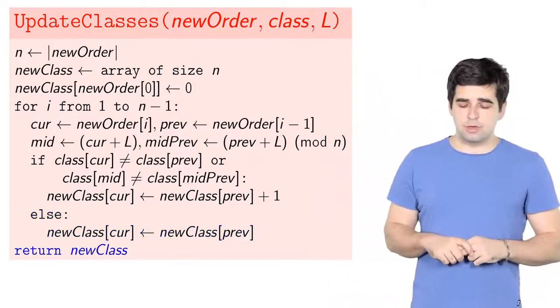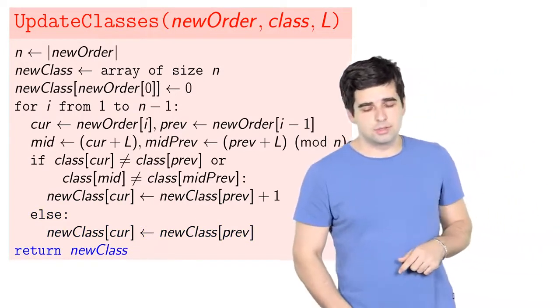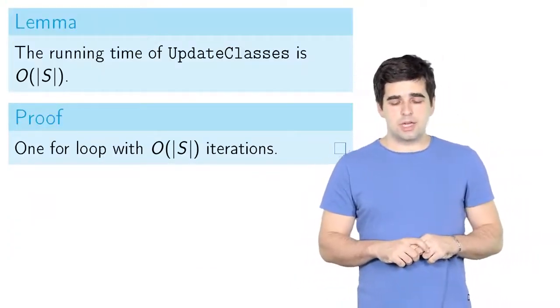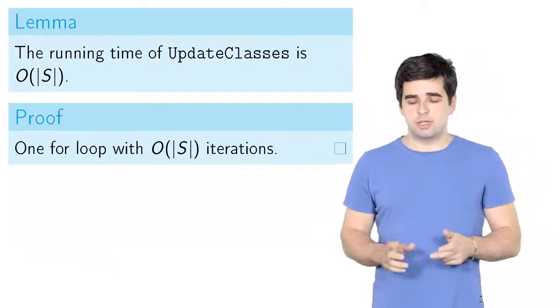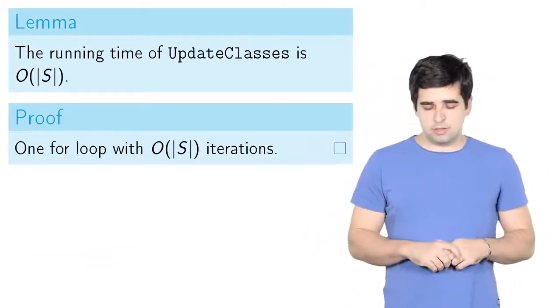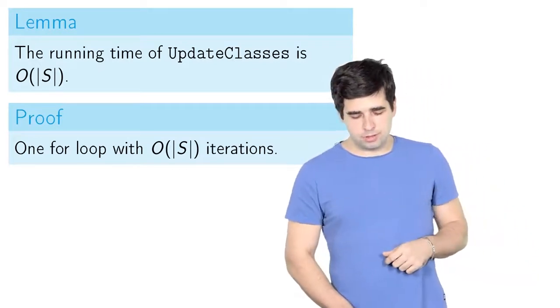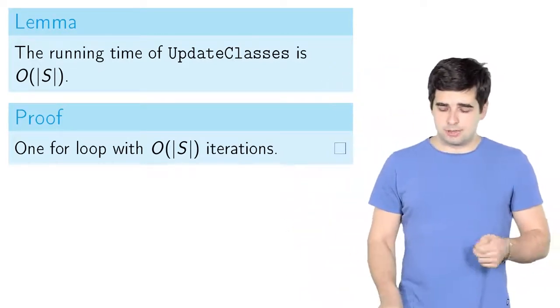And in the end, we return the array with the new classes of the doubled cyclic shifts. We state that the running time of this algorithm update classes is linear, and that's easy to prove because we basically only have one for loop with a linear number of iterations and constant time operations happening inside.